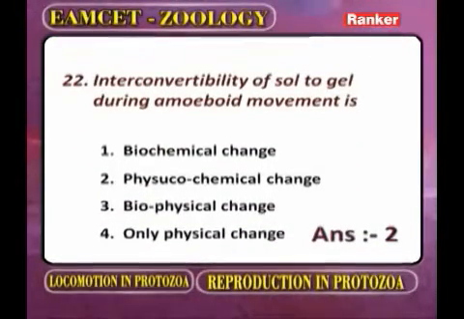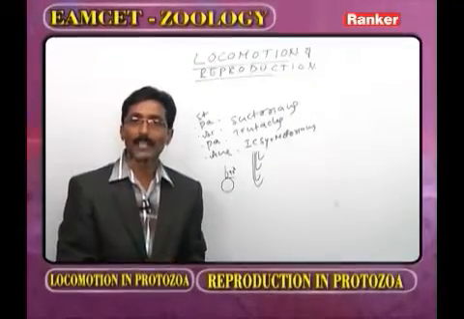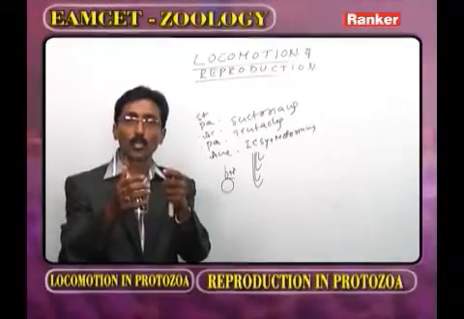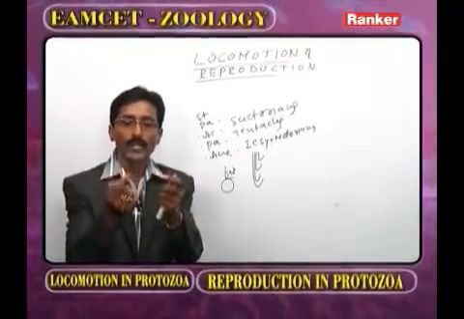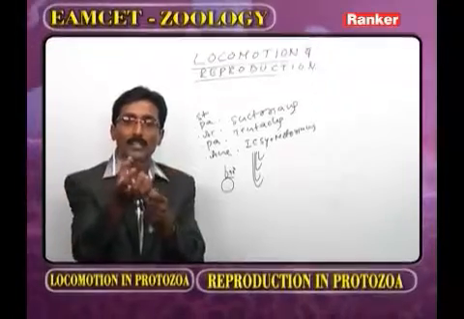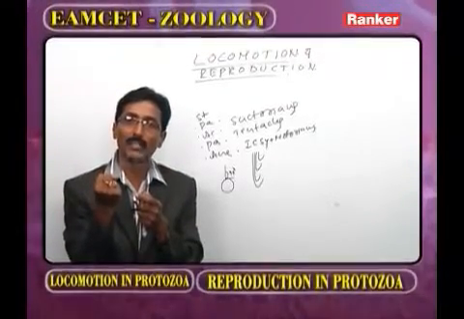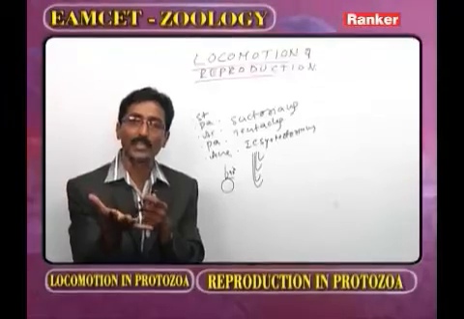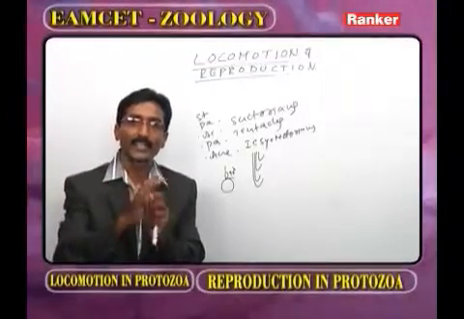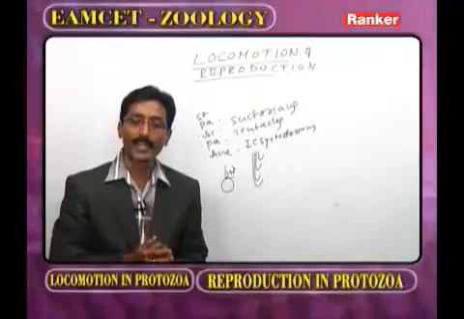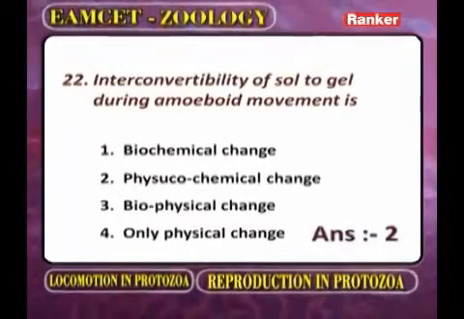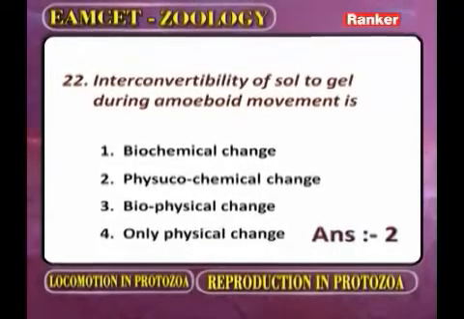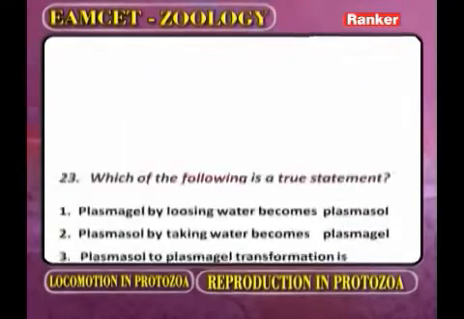Interconvertibility of sol and gel. Now, what is meant by gel ectoplasm? What is meant by sol endoplasm? In protozoans, sol and gel are interconvertible. When they move, sol becomes gel and gel becomes sol. The gel absorbs water and becomes sol. The sol loses water and becomes gel. That is interconvertibility. Such interconvertibility of sol and gel is an example of which change: biochemical change eliminated, biophysical change eliminated, only physical change eliminated, so it is a physicochemical change. Now, what is the correct answer? The second one. Now we go to the next question.